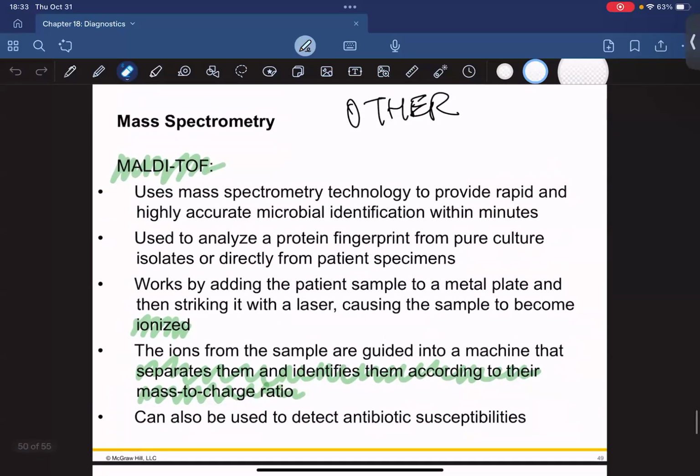There are other tests that we might do that fall into the other category. These are going to be things like imaging and mass spec. These are not necessarily phenotypic or genotypic or immunologic, okay? So these are the other guys. Mass spec, which you might have heard of, mass spectrometry, or a version of that called MALDI-TOF. I don't remember what MALDI stands for. I'm sure it stands for a thing I knew once and I don't know anymore. But TOF stands for time of flight, and I remembered that.